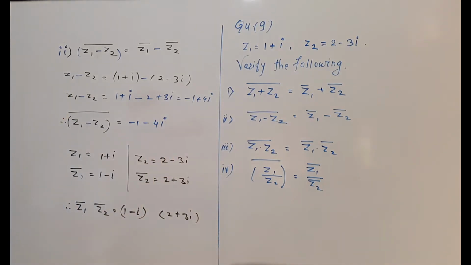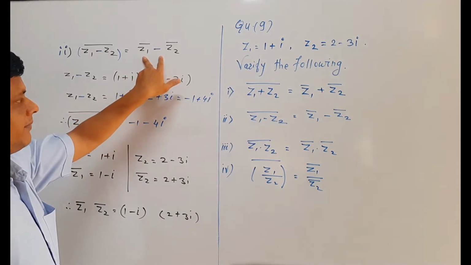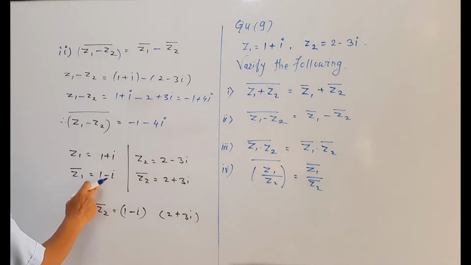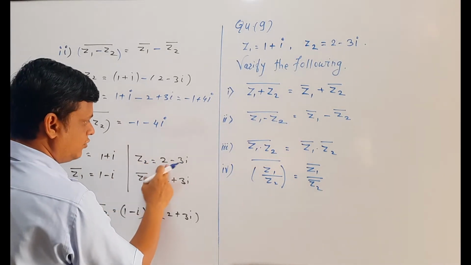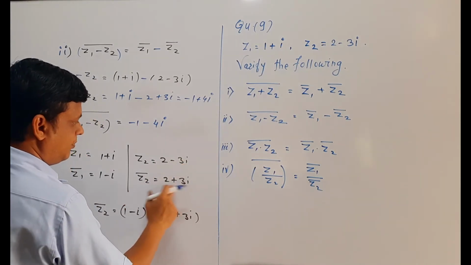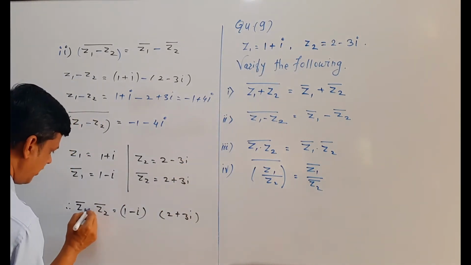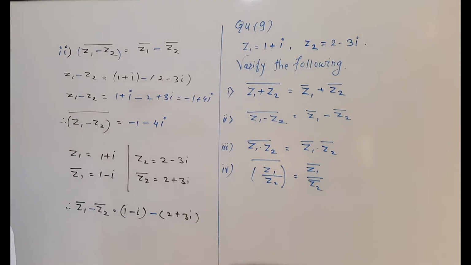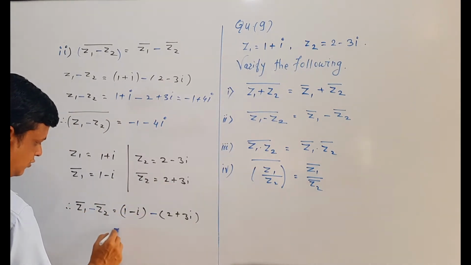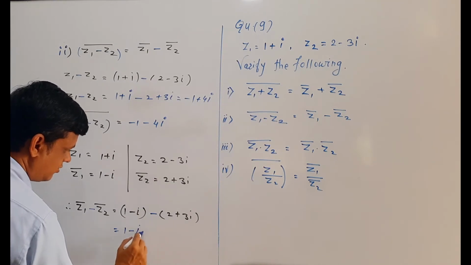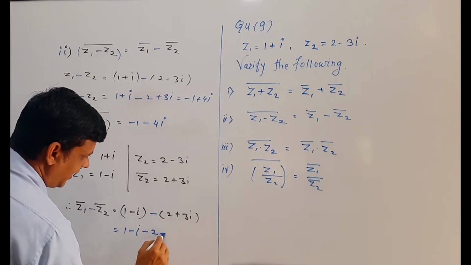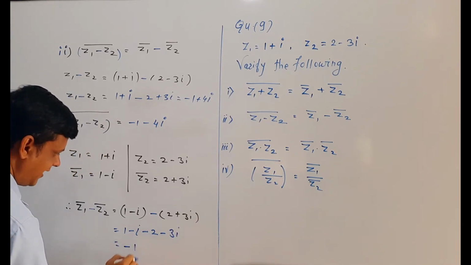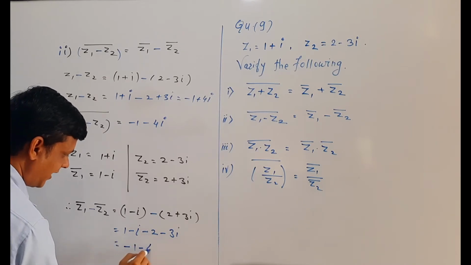Now we have to find the conjugate of z1 minus the conjugate of z2. So we write here z1 equals 1 plus i, its conjugate is 1 minus i. Similarly z2 equals 2 minus 3i, its conjugate is 2 plus 3i. Now that means 1 minus i minus 2 plus 3i. So we subtract these two terms. So 1 minus i as it is. Now multiply the second bracket by the minus sign, so we get minus 2 minus 3i. So 1 minus 2 we get minus 1, and minus i minus 3i we get minus 4i.